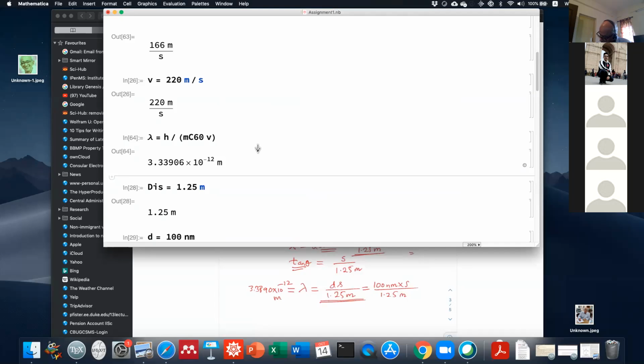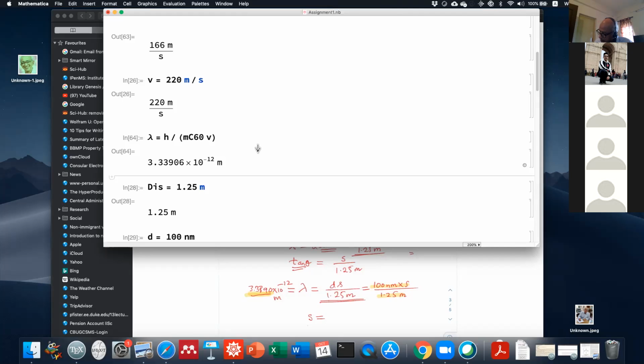So therefore 3.3390 into 10 to the power of minus 12 is equal to 100 nanometers into S, where S is the separation that we want to calculate, divided by 1.25 meters. That is an equation you can easily solve for S, and you will get the value for S. Is that clear? And that is what you have to calculate and compare with the experiment. So having given this method, the rest of the calculation I shall leave as an exercise for you to work out.